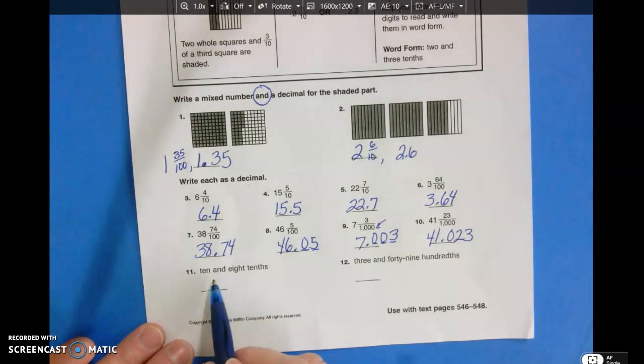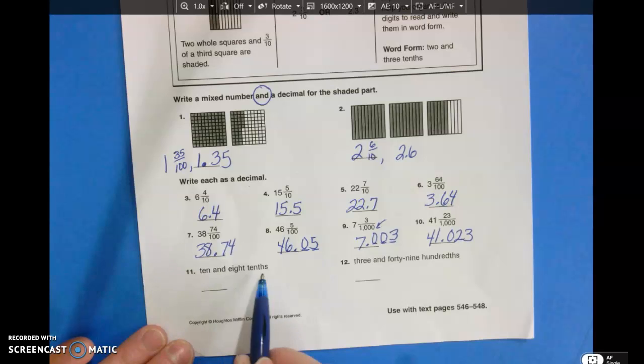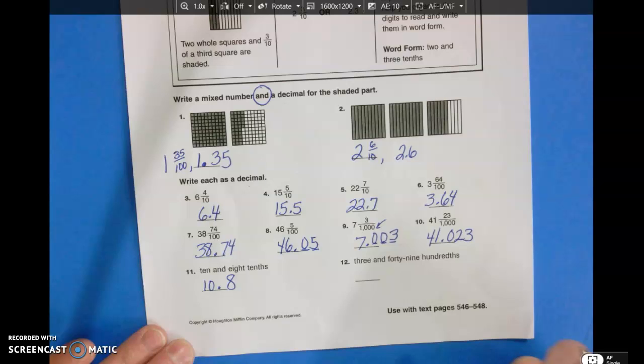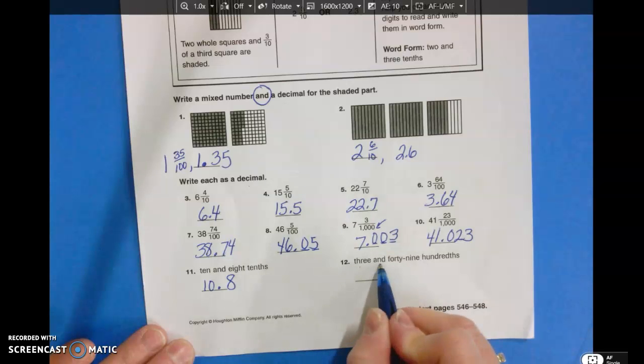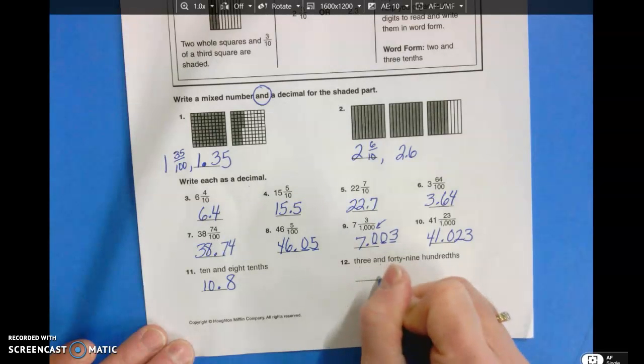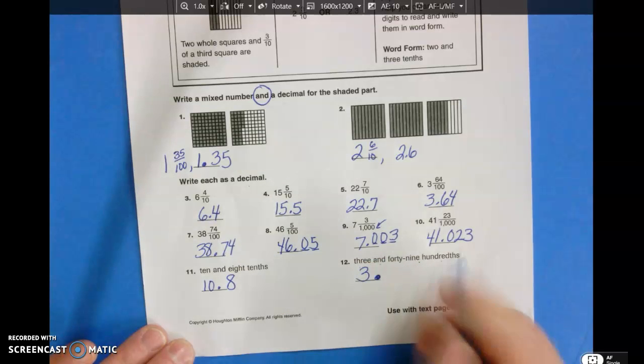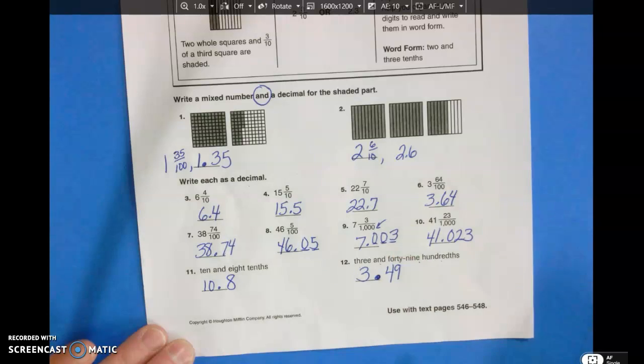What if I have word form? 10 8/10. 10 8/10. And last, 3 and. Oh, remember when I see the word and is when I want the decimal. 3 and 49 hundredths, 49 hundredths.